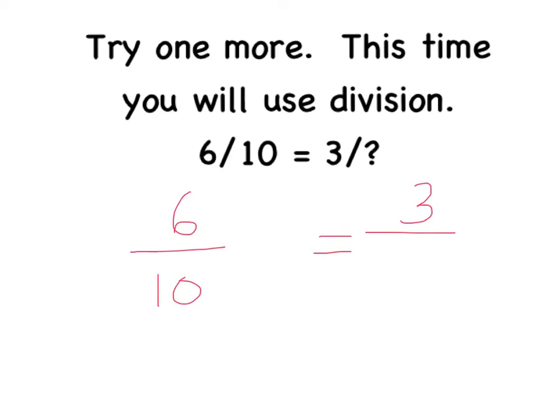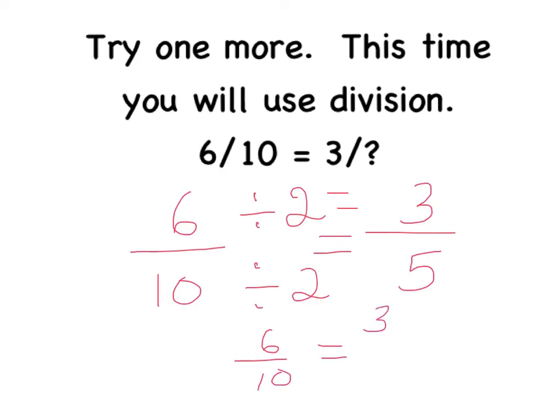Okay, let's see. How did you get from 6 down to a 3? You're right. You divided by 2, which gave you 3. So I have to do the same thing to the denominator. I have to divide it by 2. And 10 divided by 2 is 5. So I can see that 6/10 is equivalent to 3/5.